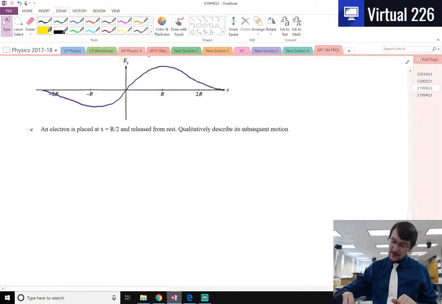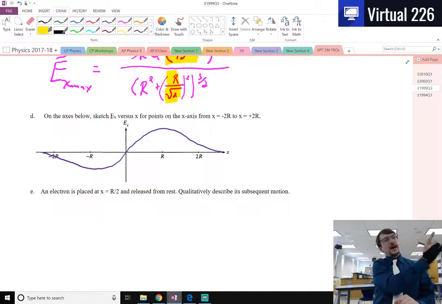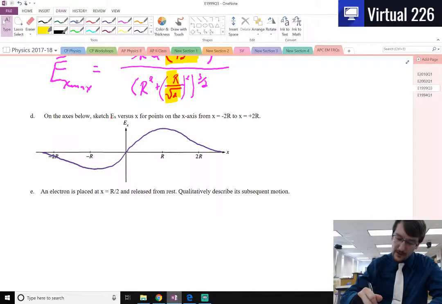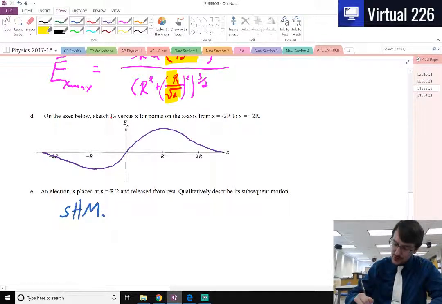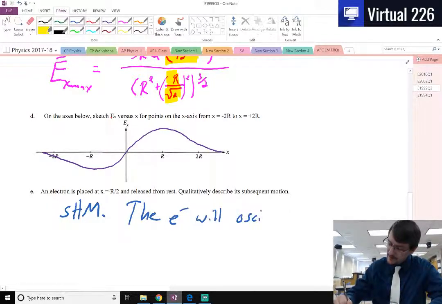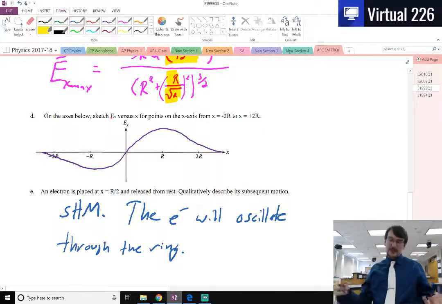So if we are going back and forth, and if there's no friction forever, then what we're actually going to see is simple harmonic motion. The electron will oscillate through the ring. And this last part there, we're just saying it's simple harmonic motion, that the electron will oscillate. That was 2 points right there, just for saying simple harmonic motion, the electron will oscillate through the ring.